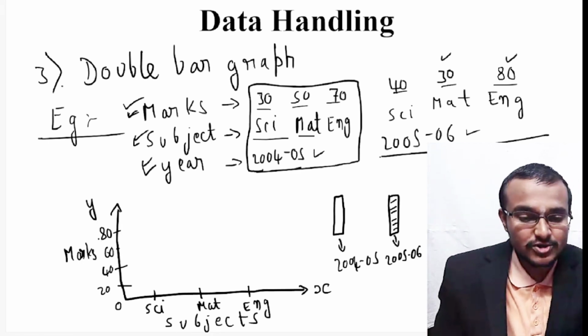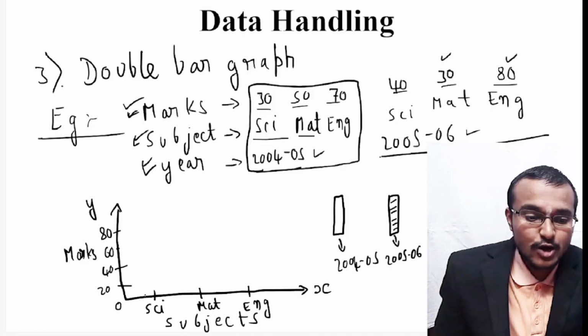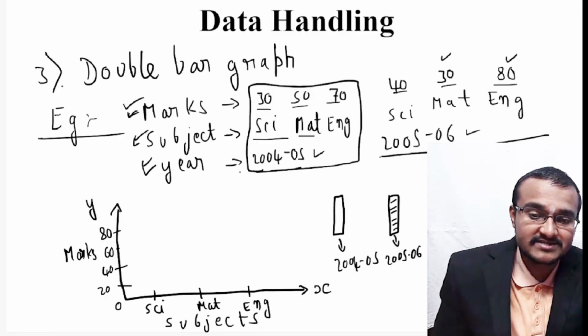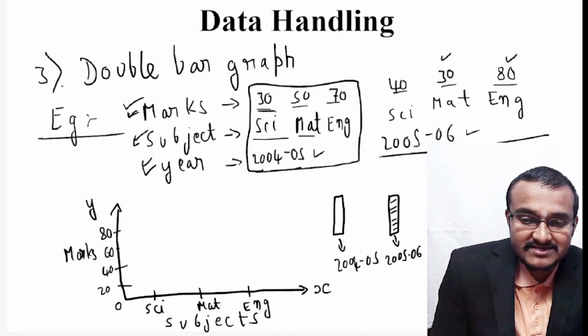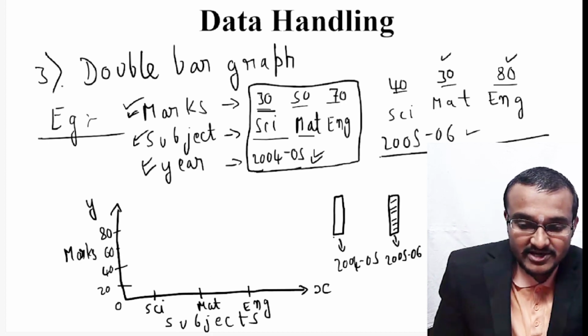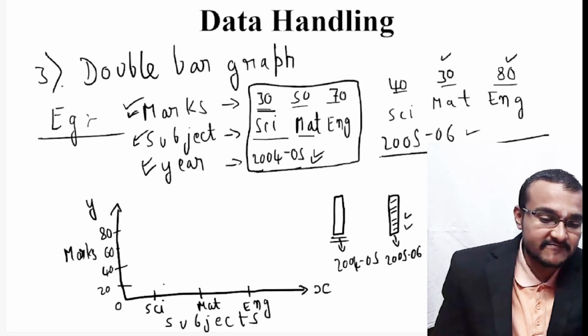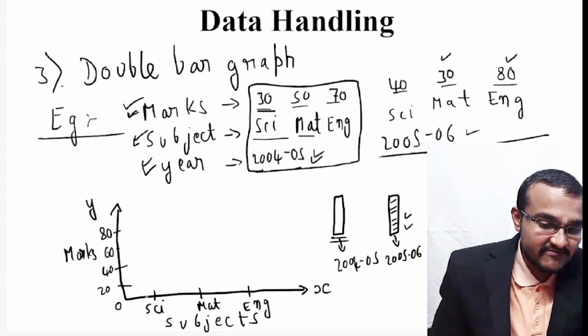So now on this particular point on the x-axis, you can draw a bar graph. So how much has this particular student got in science? He has got 30 marks in this particular academic year. So for this academic year, you should use this kind of bar graph. For 2005 and 6, you are using a shaded bar graph. So an unshaded bar graph I am drawing for this science subject.